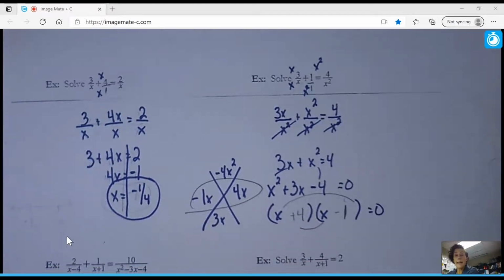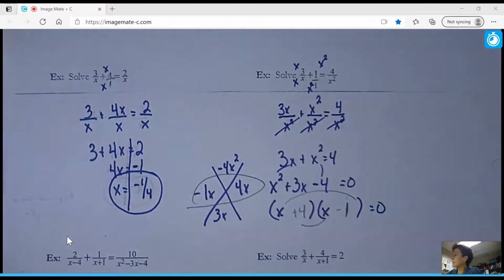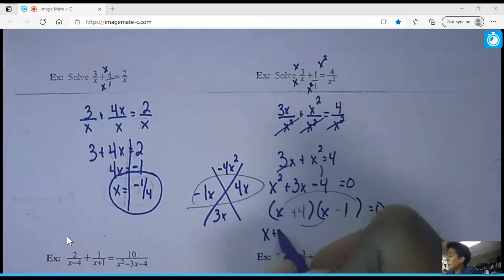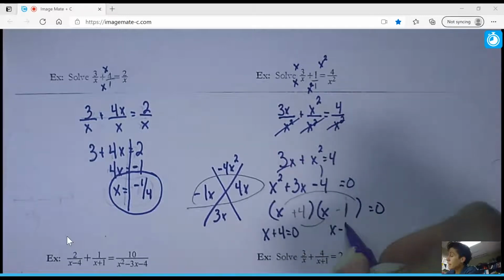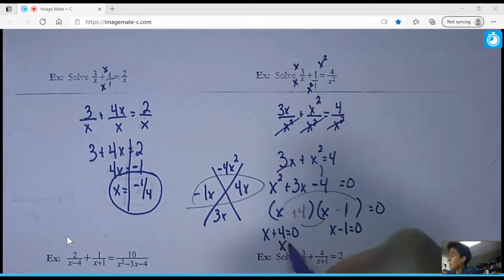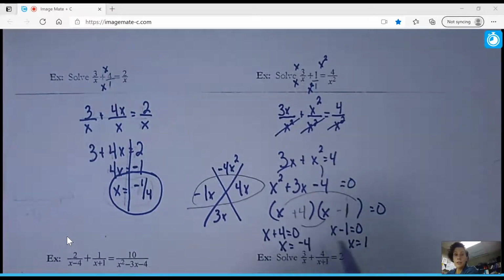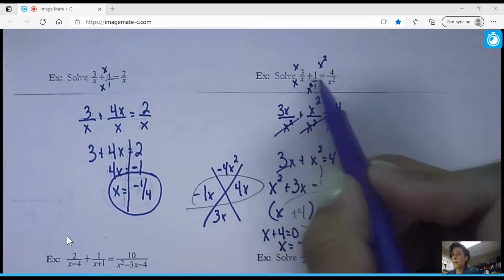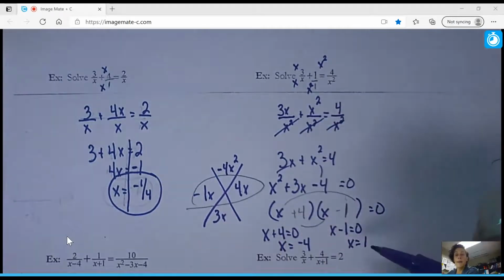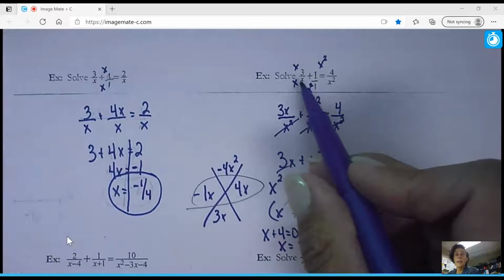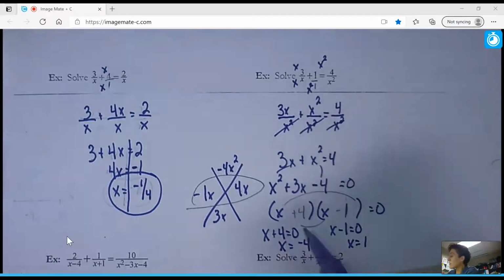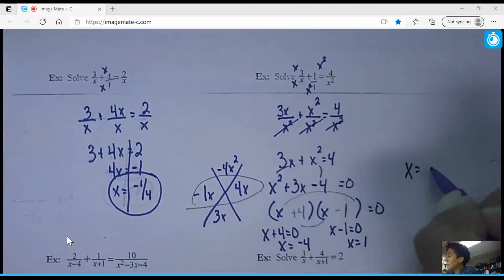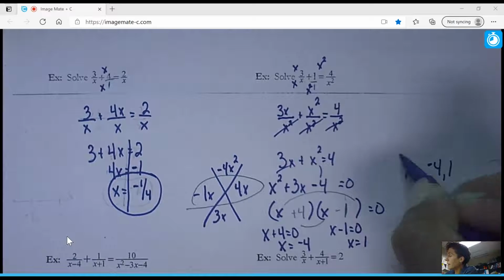And now when we're done, if you remember back in first semester, you just set your parentheses equal to 0, each of them, to see what will make them be worth 0. So one answer is -4 and the other answer is 1. And now what I want to do is check, are these extraneous solutions? So if I put -4 in my original problem, do I get 0 in the denominator? I don't. And if I put 1 back in here, do I get 0 in the denominator? And you don't. So we actually have two answers, and I'm just going to rewrite them over here, -4 and 1.